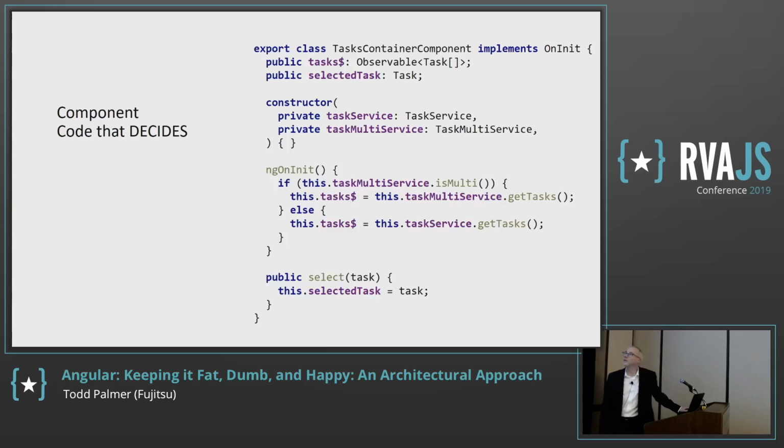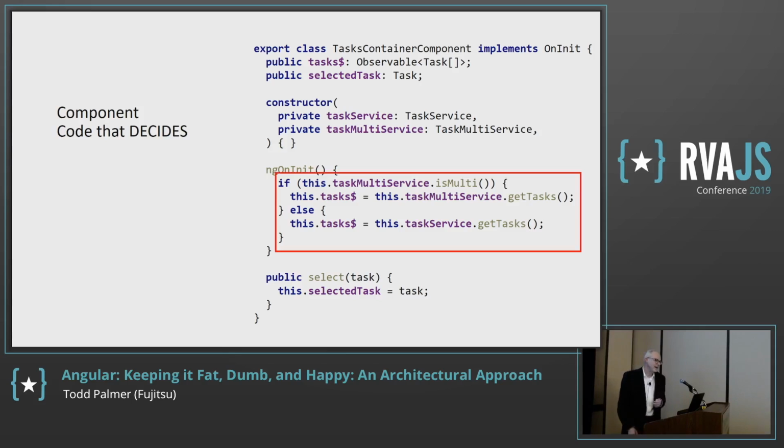All right, so of course, we want to look at a code example of this, right? So we've got this code that decides here. This is a container component. We'll talk about container components here. So he's doing this on the ngOnInit. As I mentioned, we had to move from being a single service. So what he does is he just checks to see, are we in multi-service, multi-server mode? If so, he calls the correct service. So this type of deciding code should be in your component.